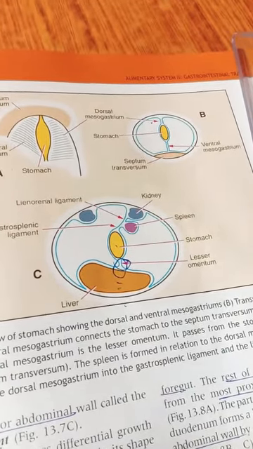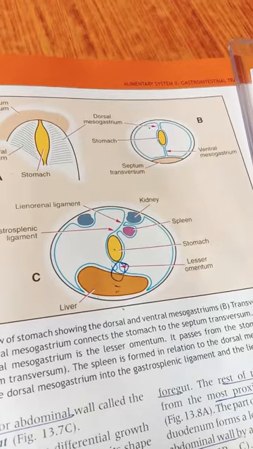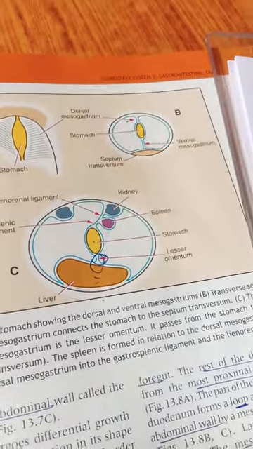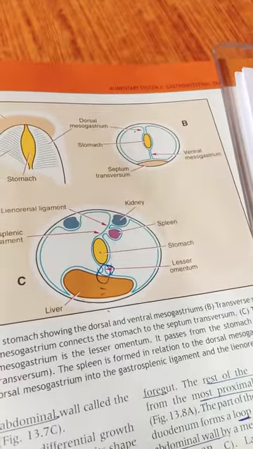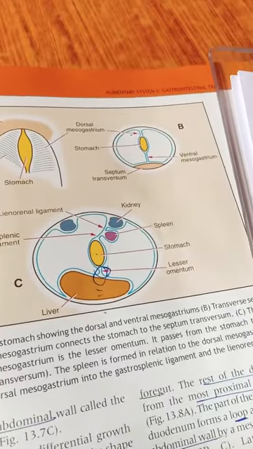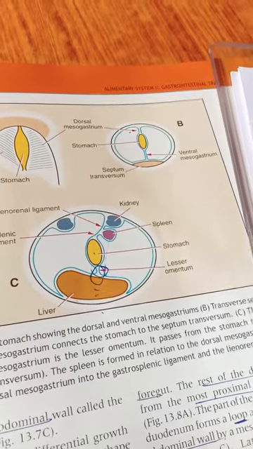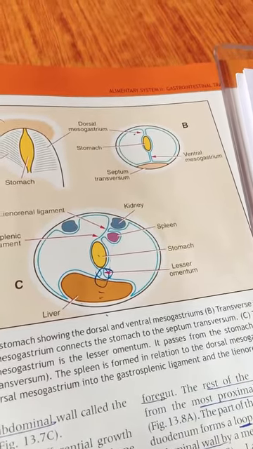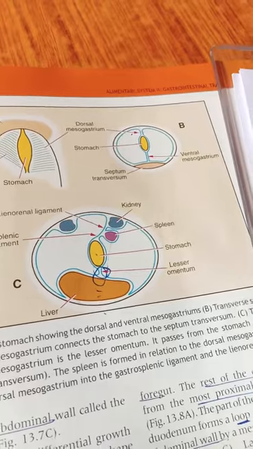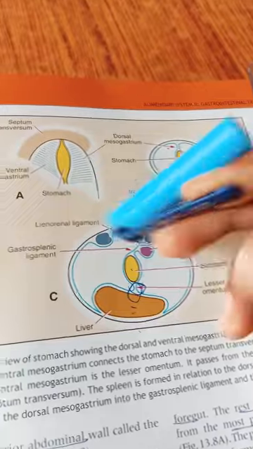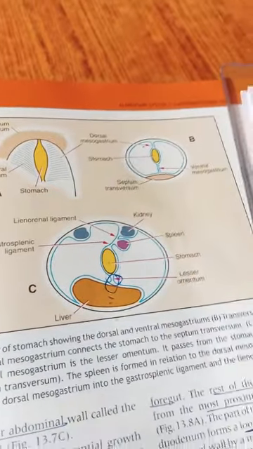And the dorsal mesogastrium is divided by the spleen. You can see here this is the spleen. So the dorsal mesogastrium is mainly divided by the spleen into the part between the stomach and the spleen, and that is nothing but the gastrosplenic ligament. In the name only you can understand, that is from stomach to spleen. So you can see here the gastrosplenic ligament.